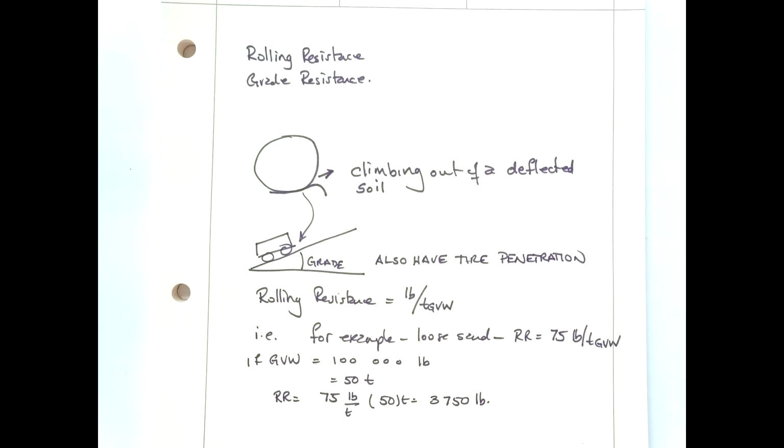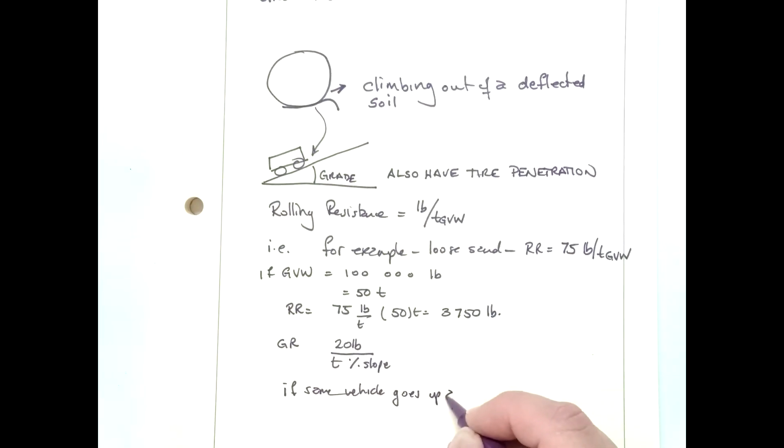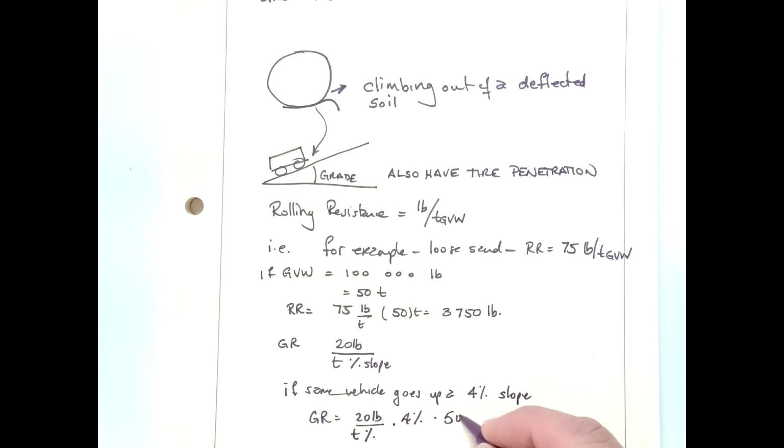Now, the other thing that goes on, of course, is we have our grade resistance. For grade resistance, we have 20 pounds per ton per percent slope. So if that same vehicle goes up a 4% slope, then its grade resistance is equal to 20 pounds per ton gross vehicle weight per percent slope, multiplied by 4% slope, multiplied by 50 tons. 4 times 20 is 80, multiplied by 50 is another 4,000 pounds. That's the grade resistance.